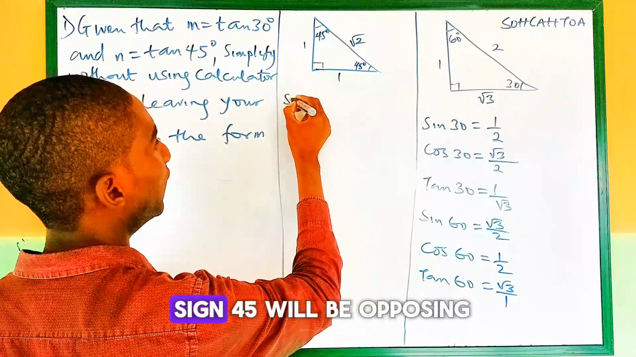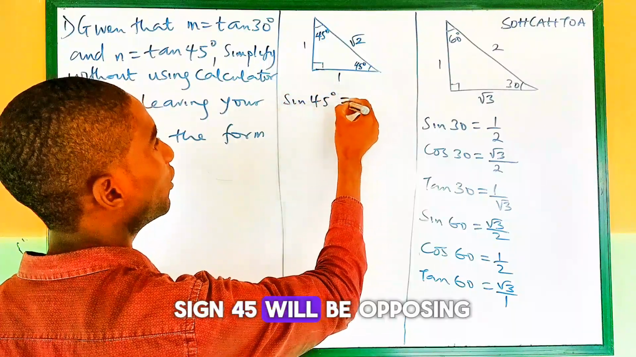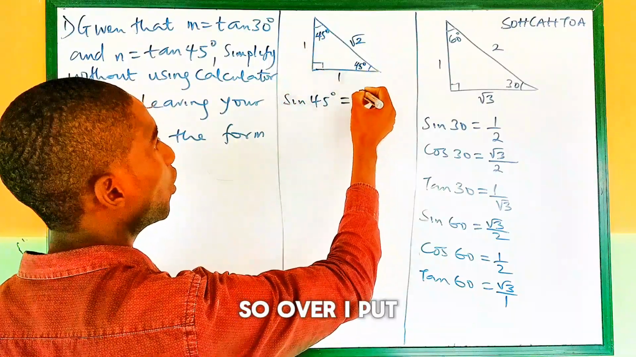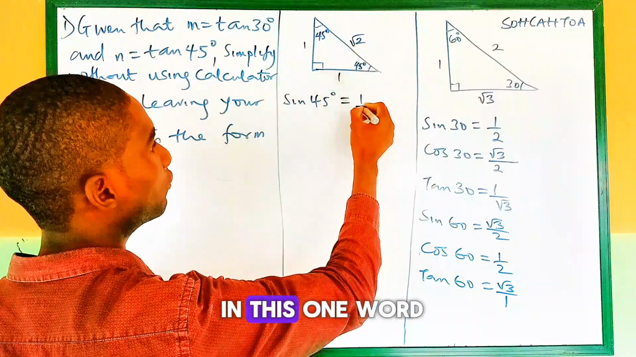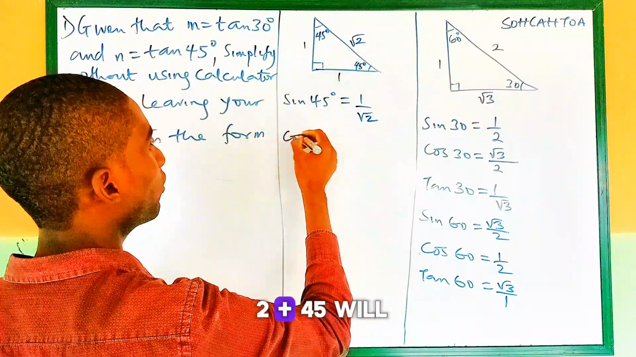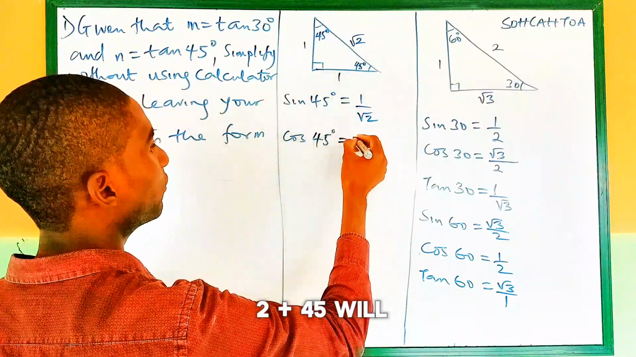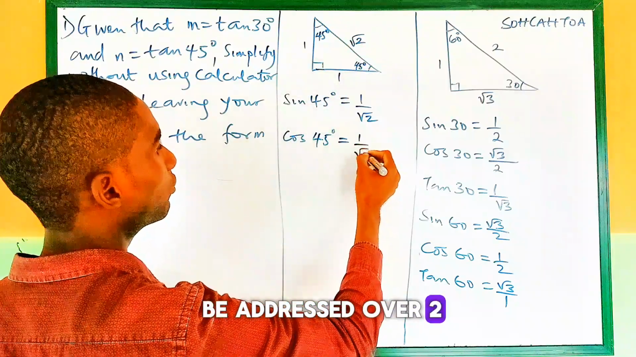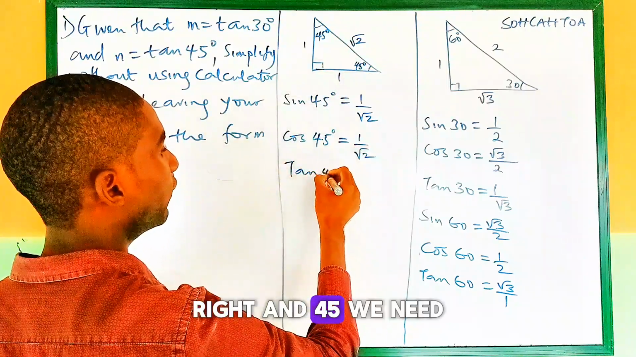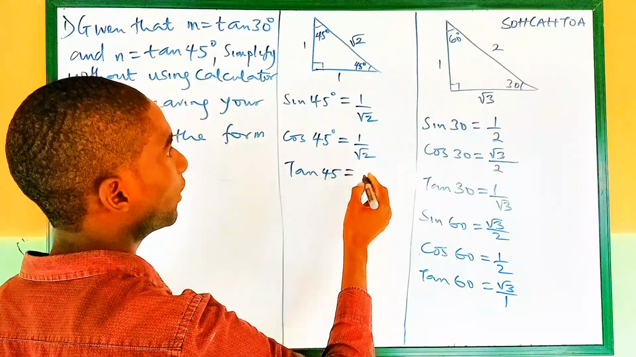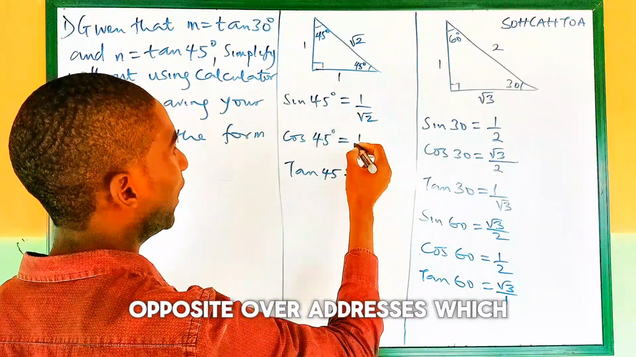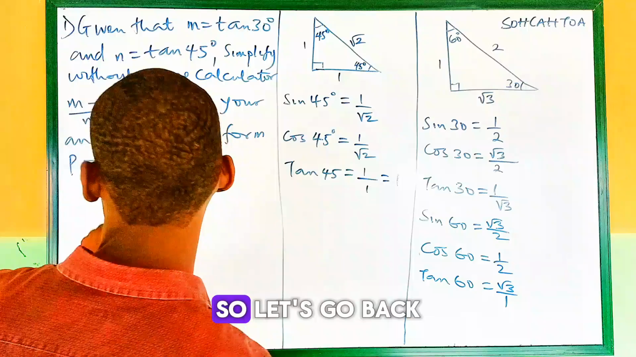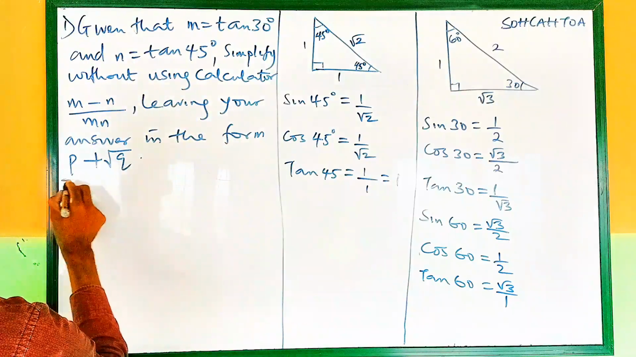So our sine 45 will be opposite over hypotenuse, 1 over root 2. Cos 45 will be adjacent over hypotenuse, 1 over root 2. And tan 45 will be opposite over adjacent, which is 1. So let's come back to the question.